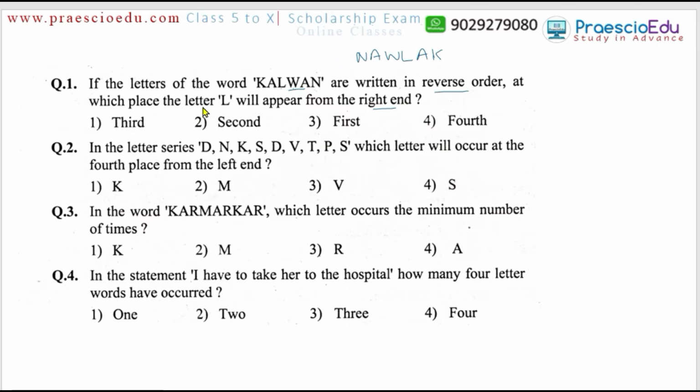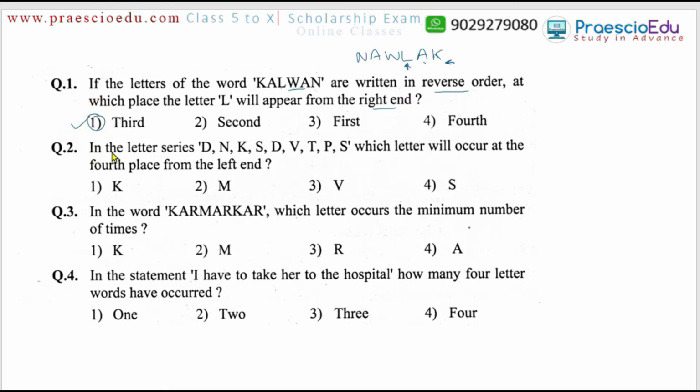Now the second condition: at which place will this letter L appear from the right end? From this right end, K is the first, A is the second, and L is the third. So third means option number 1 is the correct one.